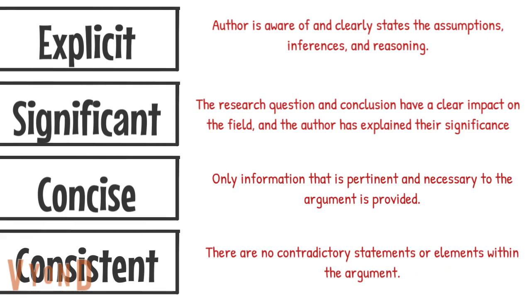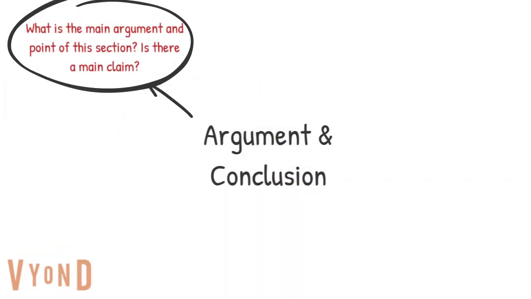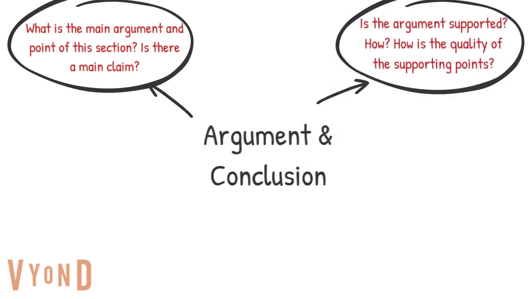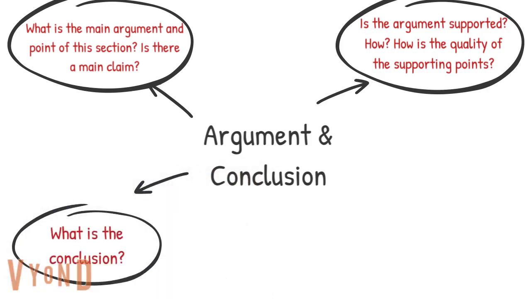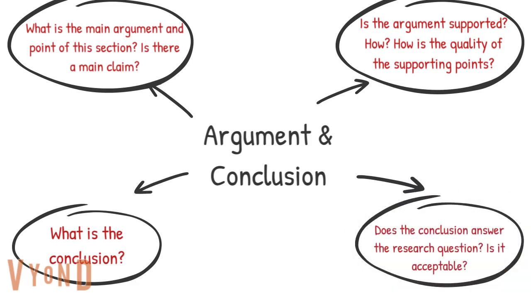To guide your reading, you should be able to answer the following questions. When looking at the argument and the conclusion, we're asking, what is the main argument and point of this section? Is there a main claim? And if not, do you understand the author's intent? Is the argument supported, and how? How is the quality of the supporting points? What is the conclusion? There might be more than one. And do the conclusions answer the research question? How acceptable are those conclusions?